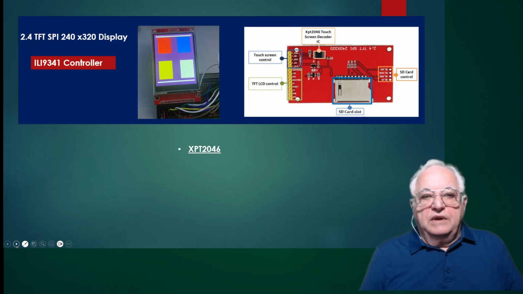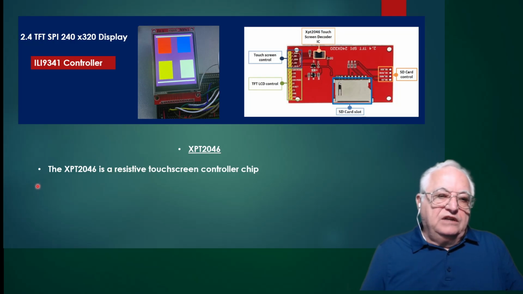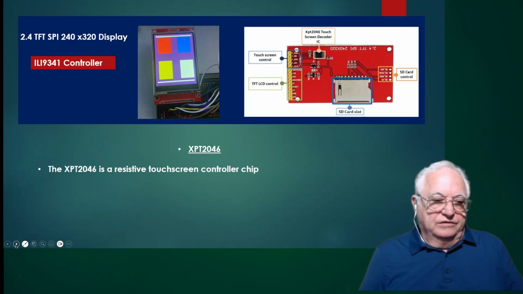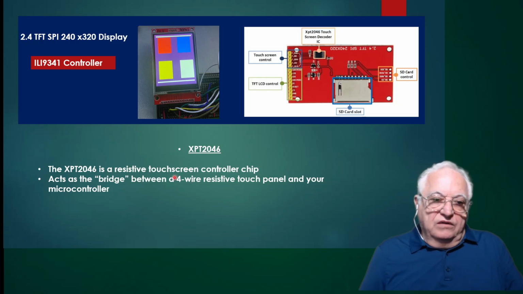So let's talk a little bit about the 2046. The XPT2046 is a resistive touchscreen controller chip. The touchscreen controller acts as a bridge between the 4-wire resistive touch panel and your microcontroller. The 4-wire resistive touch panel is what we did in presentation 31, made that work. So you need to go back and see this so you can understand what I mean by 4-wire resistive touch panel.